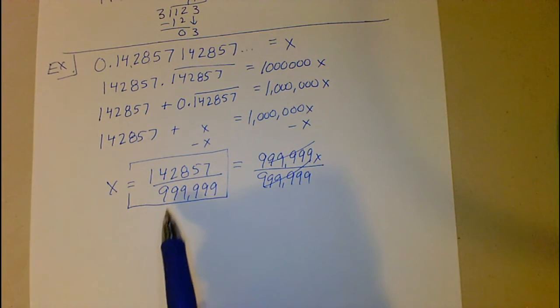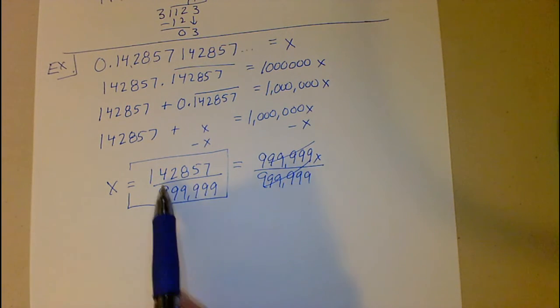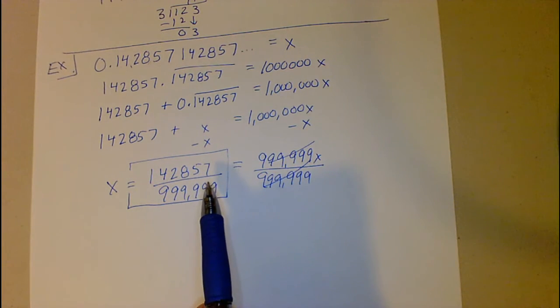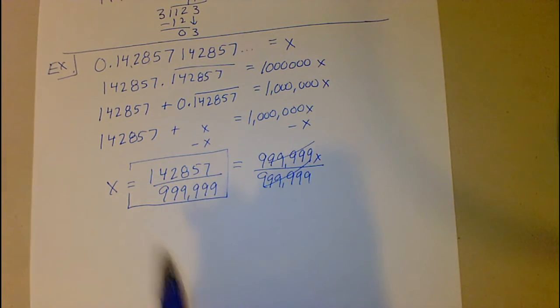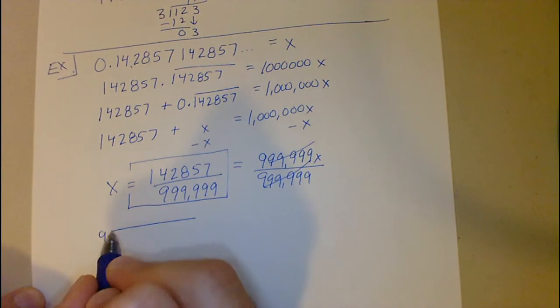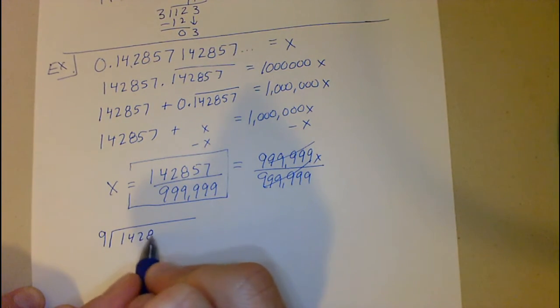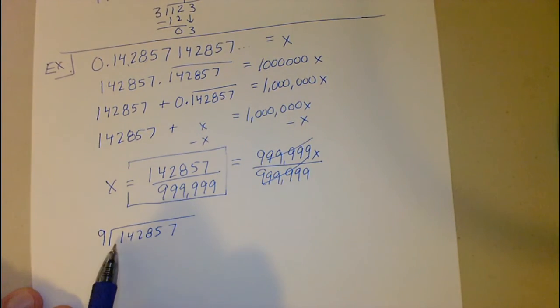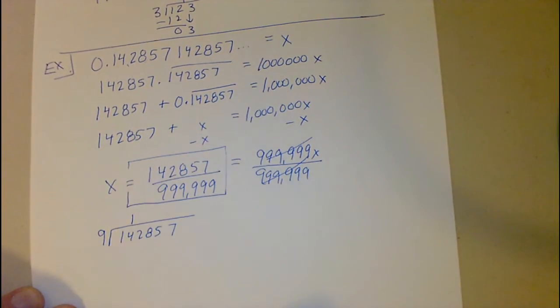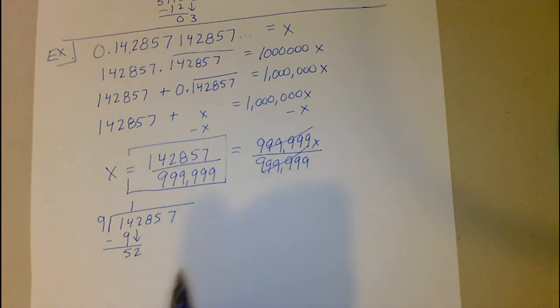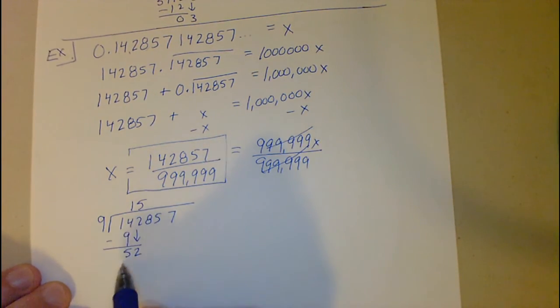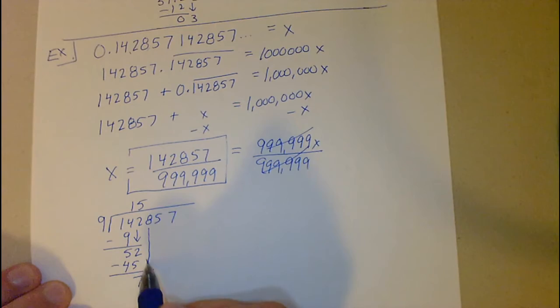So a good place to start is, well, let's do this. 9 definitely goes into the bottom. Let's see if 9 goes into the top. We know how to do long division, and if you need a refresher, it's linked in the description below. So 9 goes into 142,857. Let's just give it a try. 9 does not go into 1, but 9 goes into 14 once. 1 times 9 is 9. Subtract, I get 5. Bring down the 2. 9 goes into 52 5 times, because 9 times 5 is 45. And I subtract and I get 7. And then I bring down the 8.